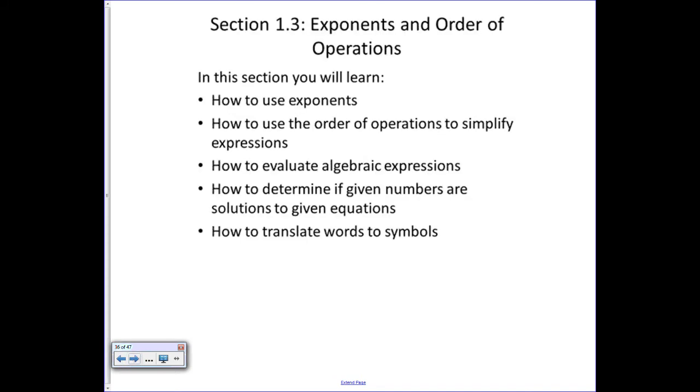So in this section you're going to learn how to use exponents, how to use the order of operations to simplify expressions, how to evaluate algebraic expressions, how to determine if given numbers are solutions to given equations, and how to translate words to symbols.